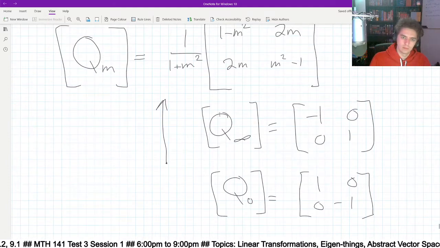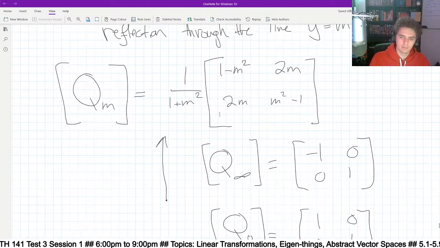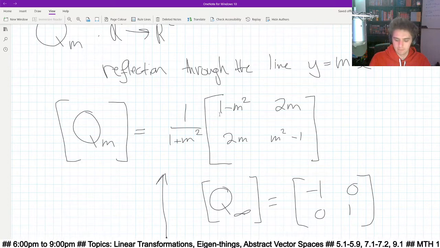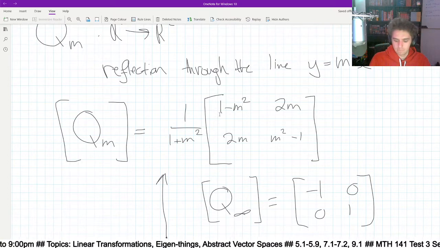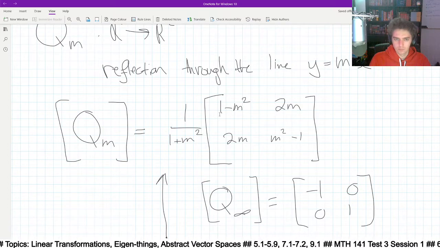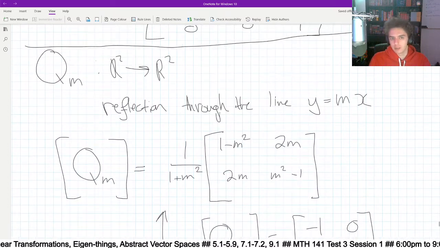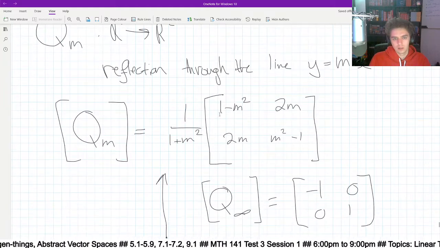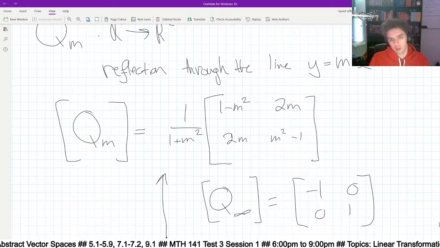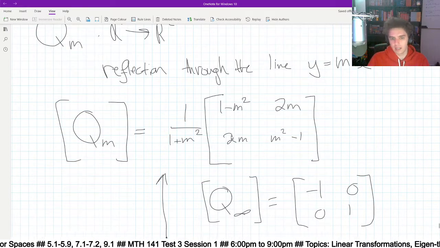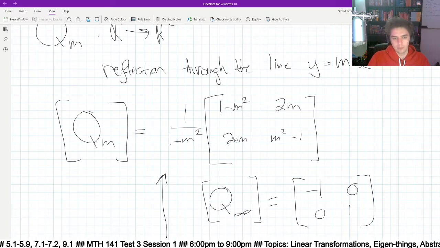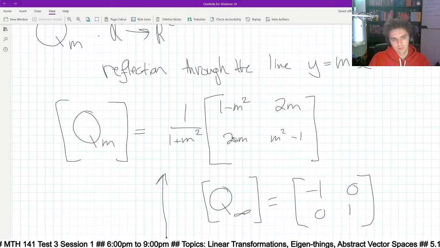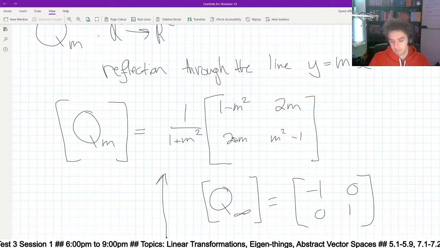This is all in R2, right? This is all in R2, yeah. This is 5.4, right? Yep, that's right. Wait, so how would this work in R3? Is this just a set formula? It doesn't work in R3, so this only works in R2. Notice this is a 2x2 matrix, so it's only defined in R2. This process, Q sub M, is only defined in R2. So we just memorize this formula for reflection. I guess so. Yep. All right.